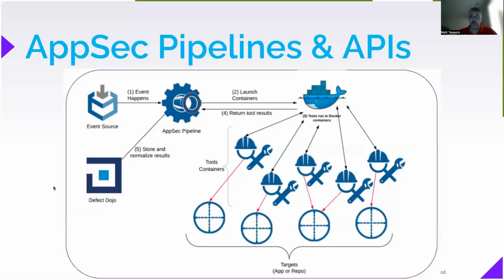And here's a diagram of that one I mentioned that I did at Duo Security, where I had an event source, in this case, a merge into the main branch. The AppSec pipeline got that event, fired off a whole bunch of containers. Those containers ran a whole bunch of tools against repos. Those tools returned results, and those results got shoved into DefectDojo. And so that's the idea of an AppSec pipeline. It's another way to get results into DefectDojo.